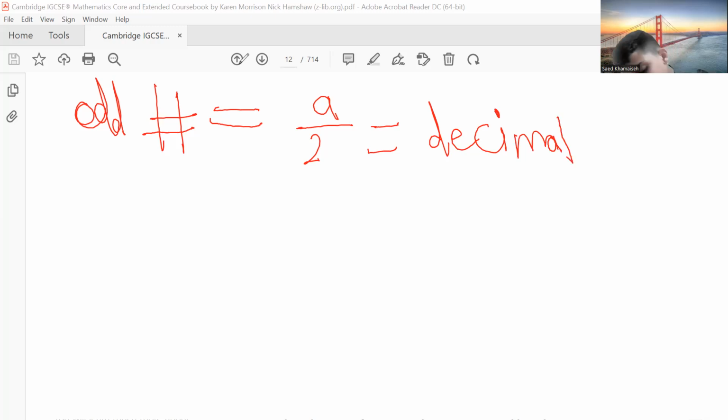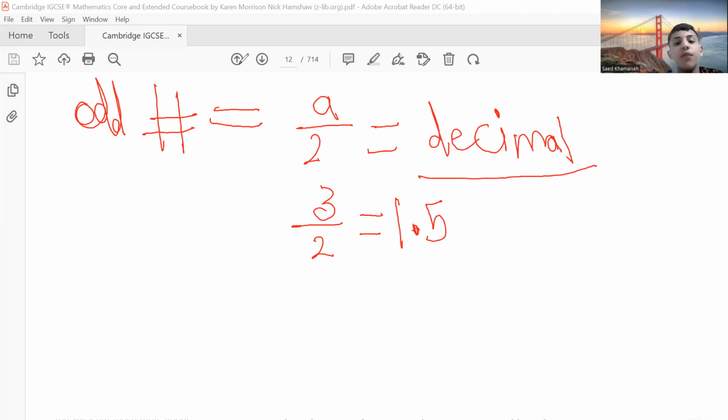Give me a decimal. So if I divide 3 by 2, for example, what will it give me? 1.5, okay? So 1.5 is a decimal. When I divide 3 by 2, I get a decimal. When I get a decimal or a fraction, for example, 3 divided by 2 is 1.5, it's a fraction. So when I get a fraction, it is an odd number.